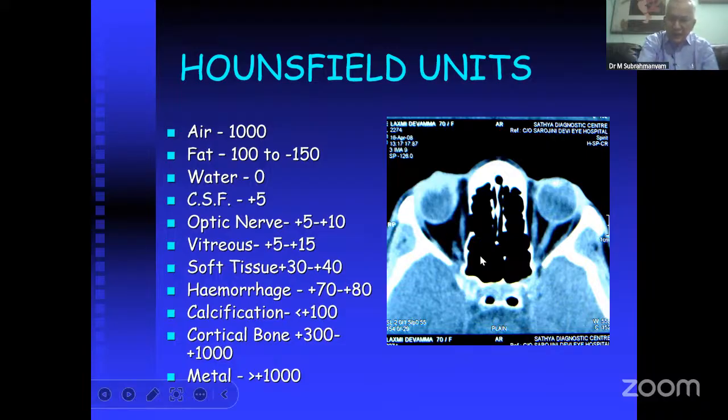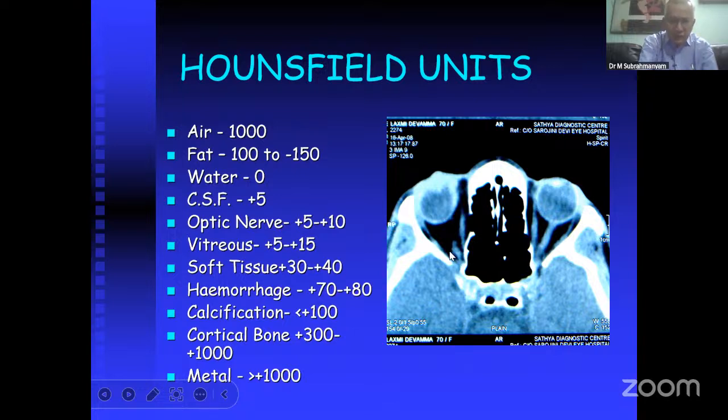Air, that is in the sinuses, you can see, is minus 1000. Fat is minus 100 to minus 150. As you are aware, the orbit is full of fat. So this gives an excellent contrast over which the other structures of the orbit are seen very well and very clearly. And if you look at the amount of blackness, the blackness of fat is not as dark or as black as that of the air, as you can see in this CT scan picture.